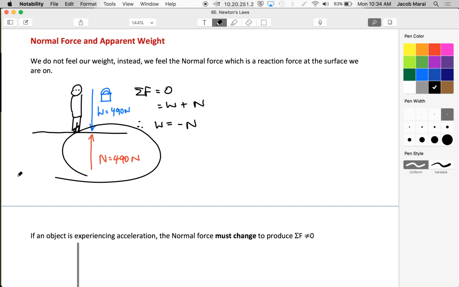So if we want to accelerate him upwards, we can increase the normal force and he would accelerate upwards. If we wanted to accelerate him downwards, we could reduce the normal force. Now, I'm not going to be able to do this with the floor, but I could step into a special metal box that had a big steel cable, and that cable could pull up or down, or reduce or increase its tension, and that would change the normal force that I would experience.